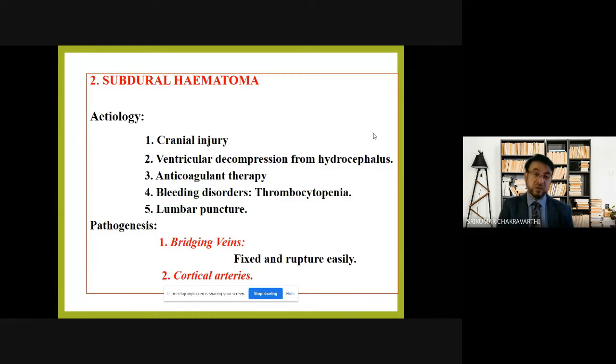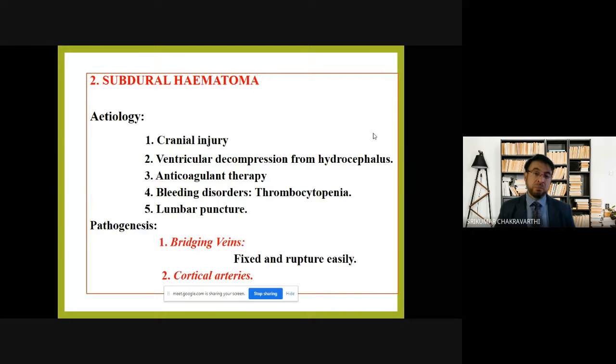Now, coming deeper down beneath the dura mater, the subdural hematoma occurs whenever there is an injury to the brain, as in the previous case, or there is a hydrocephalus by which the pressure inside the brain increases, so it pushes out the brain into various aspects and it causes a ventricular decompression. The person may be on anticoagulant therapy, as a result of which blood clots don't get formed and bleeding occurs. Or the person could have thrombocytopenia, as a result of which the person is unable to form clots and there is bleeding.